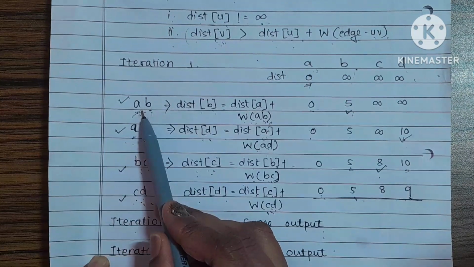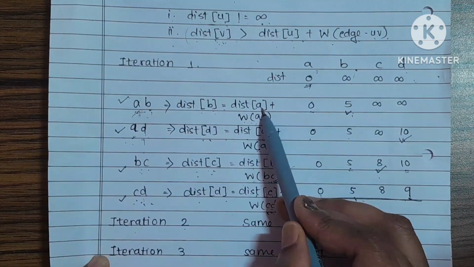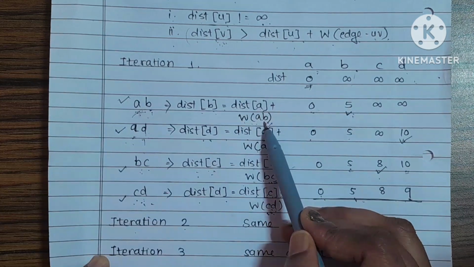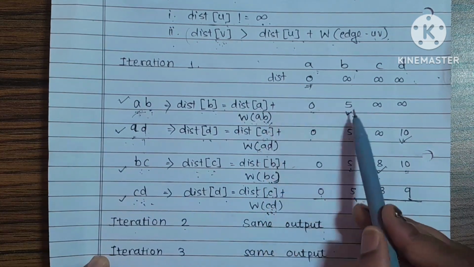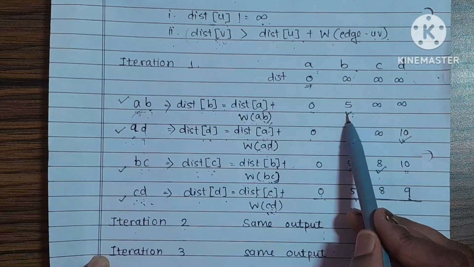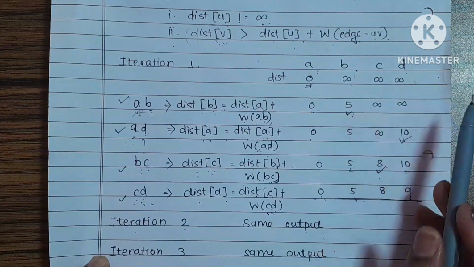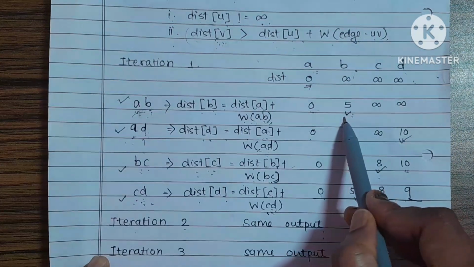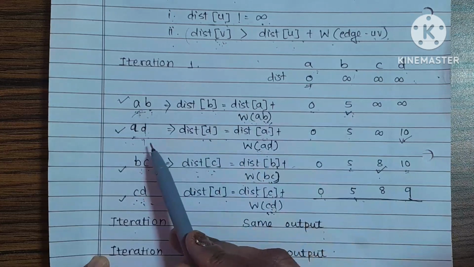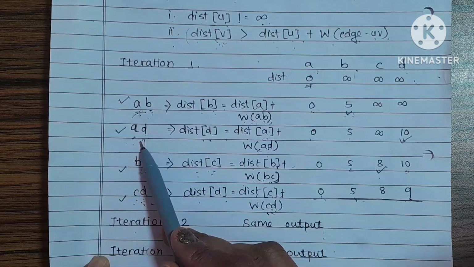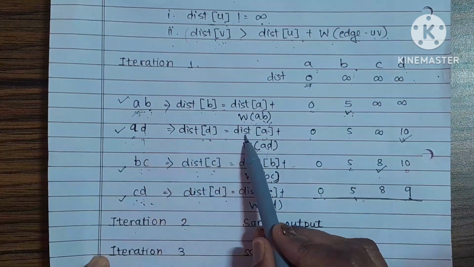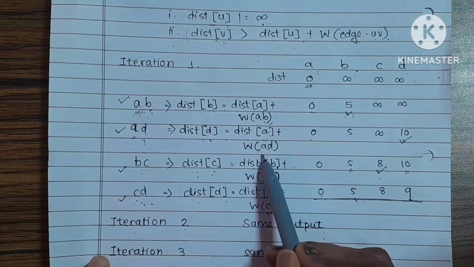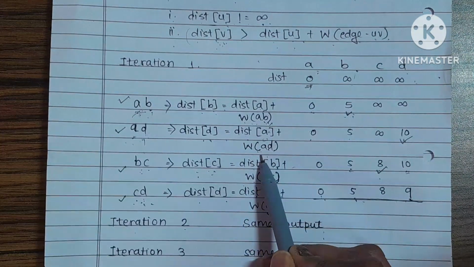For AB, distance of A is 0, so 0 plus AB is 5. So that's how the distance of B will become 5. This newly calculated value matches the previous one, so no change will occur here. For AD, the same happens. Here the distance of A is 0 and the weight of AD is 10.